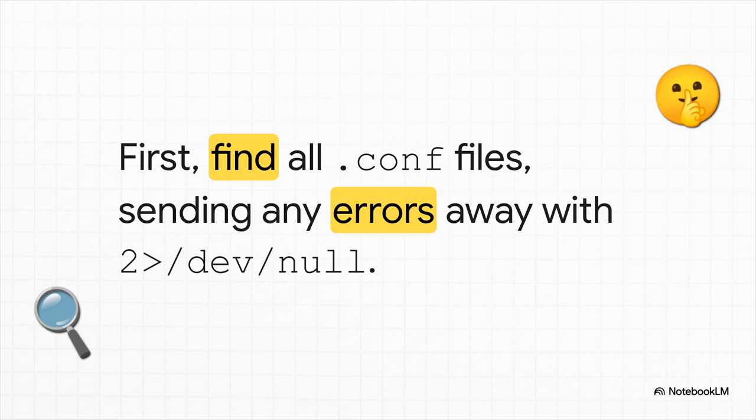For step 1, we'll use our find command to get a big list of all the files in the etc directory that end with .conf. And of course, we'll bring back our old friend 2>/dev/null to keep things clean by silencing any permission errors. Okay, so running this alone would just spit out a huge list of file paths.